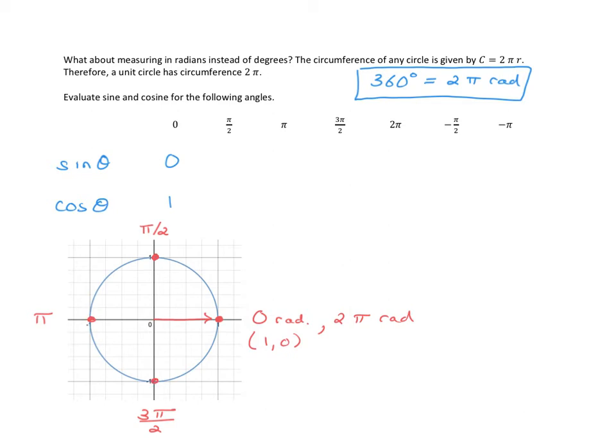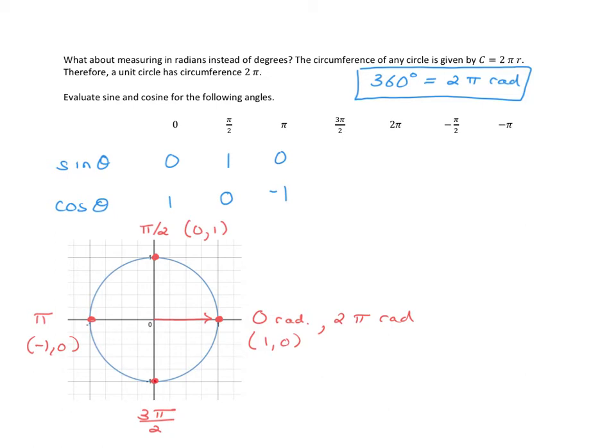So for pi over 2, which is 90 degrees, the x-coordinate is 0 and the y-coordinate is 1, and therefore sine of pi over 2 is 1, and cosine of pi over 2 is 0. If you look at the pi radians angle, that has an x-coordinate of -1 and a y-coordinate of 0, and therefore sine of pi is 0 and cosine of pi is -1.